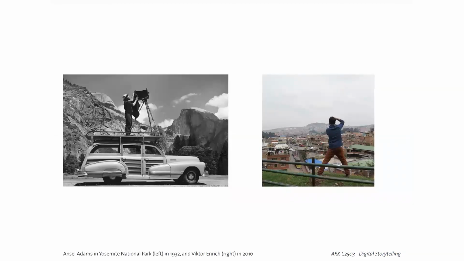Okay, assuming a role. So what's your role? I would like you to assume the role of this image of Ansel Adams, who's a famous photographer who photographed many of America's national parks. He was also a pioneer in photography. He was a photographer in the field, always traveling. And this on the right is actually Victor Enrich, almost 90 years later.